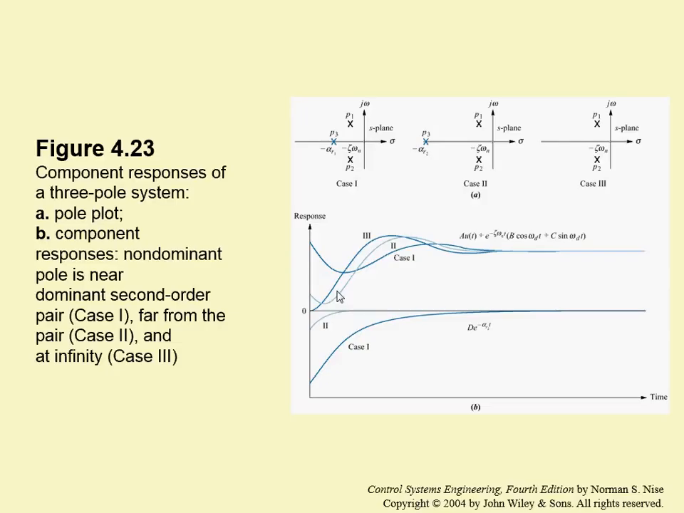Here's another one. For example, the effect of adding a zero to a two-pole system. Because the numerator also is important. So if you have a zero here, you'll get this answer. You get the zero at minus 10, you'll get the black one. Zero at minus 5, you'll get the blue. And zero at minus 3, you'll get this. So this increases the overshoot if you increase the zero value.